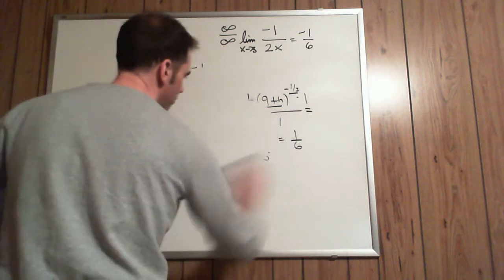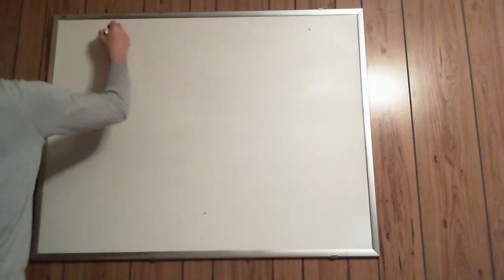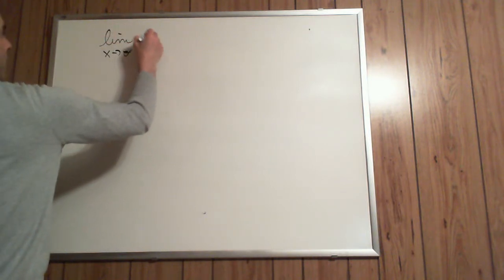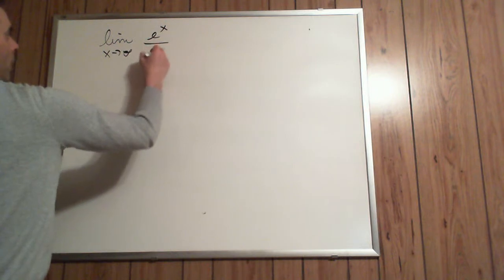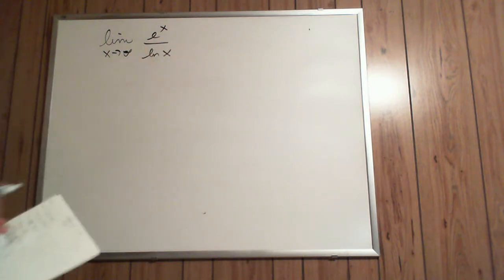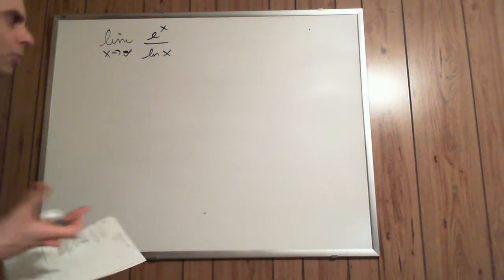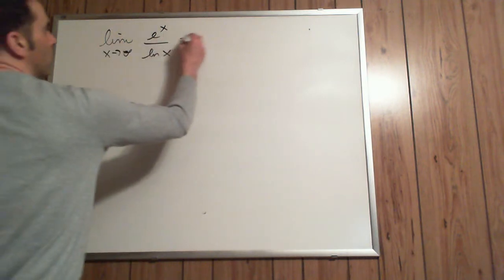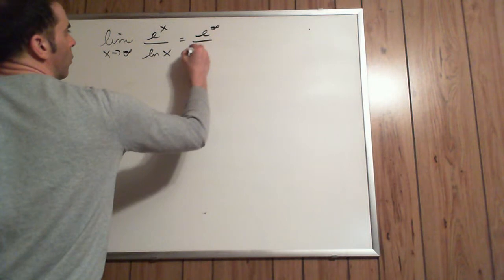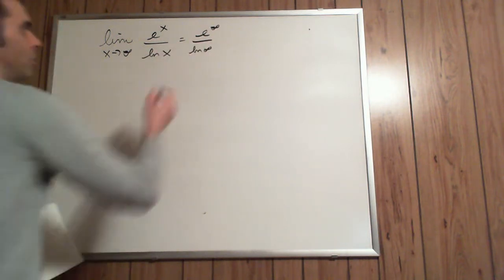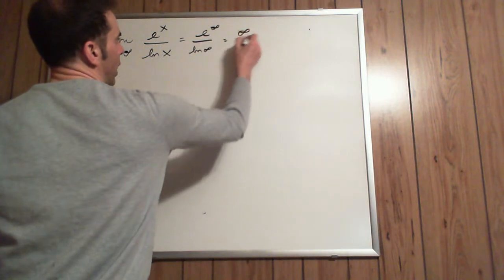Next, limits to infinity. The limit as x approaches infinity of e to the x over ln of x. Well, again, we approach limits using direct substitution. If we put in infinity, we get e to the infinity over the ln of infinity. They're both going out towards infinity, although the top grows faster than the bottom.